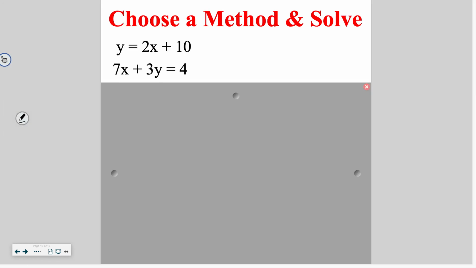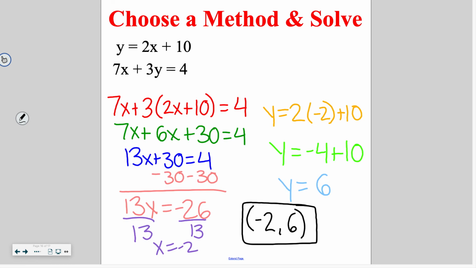Go ahead, look at this problem, decide which method is the best, and then solve it on your own. In this case, substitution is going to work best. Y was already solved for, so I can plug in the place of y. When I do that, I get an answer for x, plug that back into the y equation, and I get a final answer of negative 2, 6.